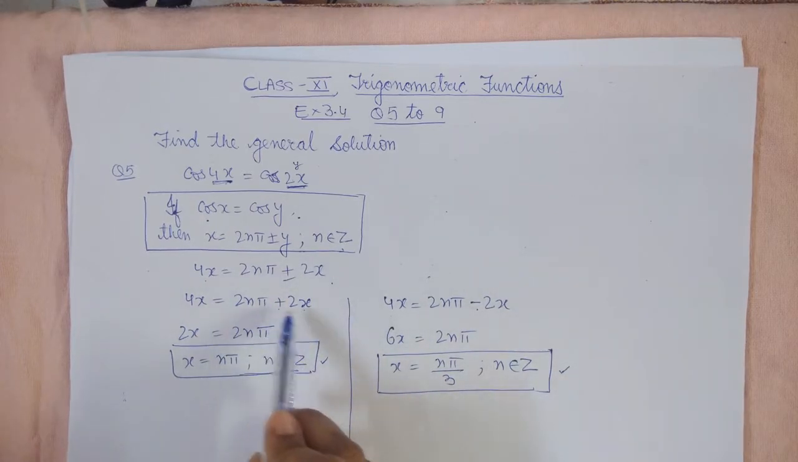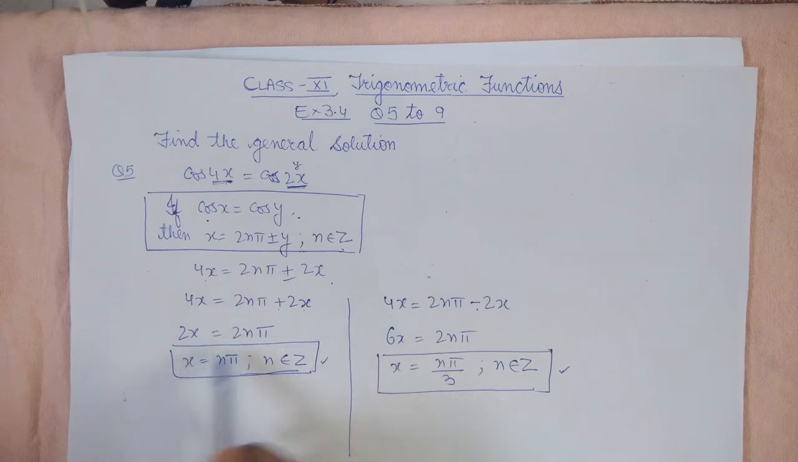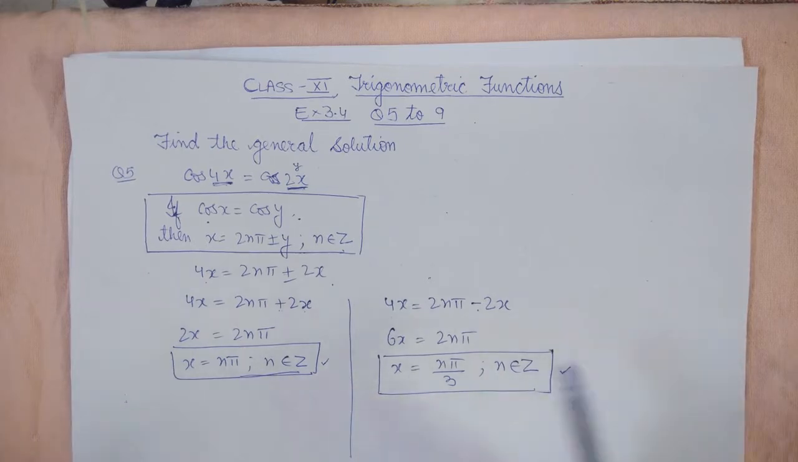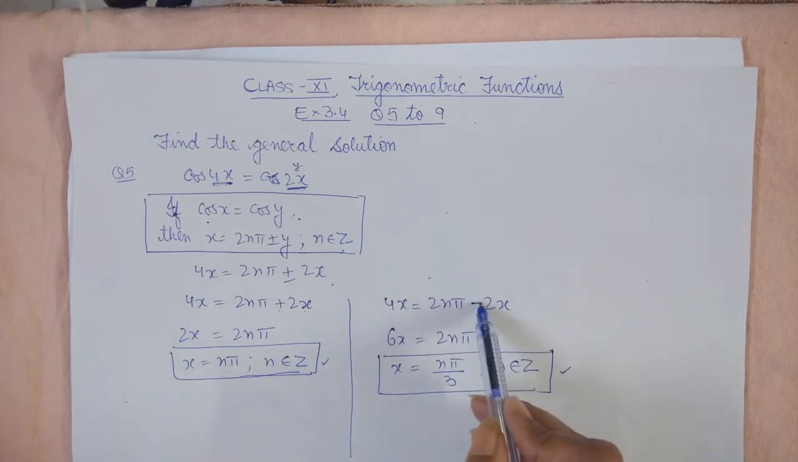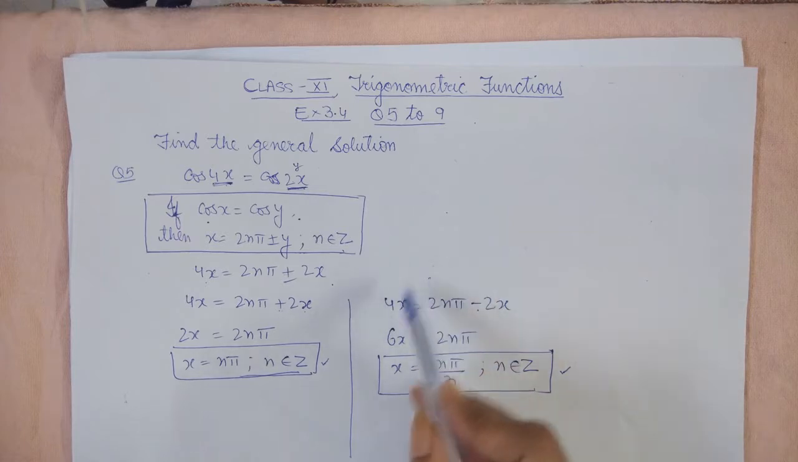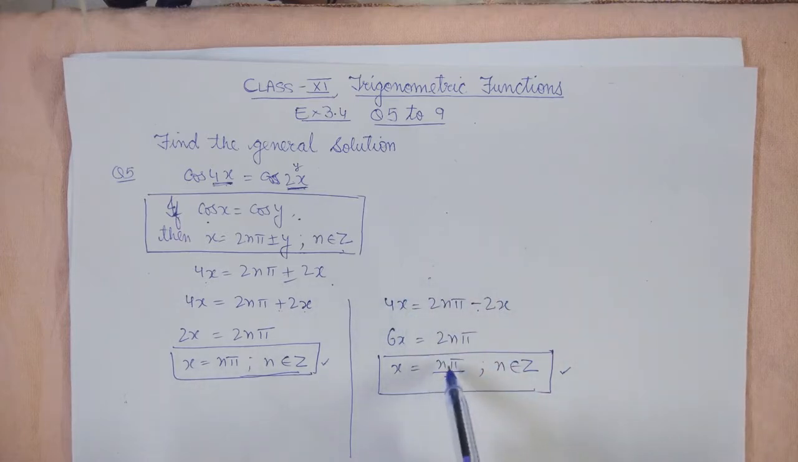After taking the plus, shift the x term to one side and solve it, you will get the x value as nπ where n belongs to Z. Here, after taking the minus sign, shift it and you will get x equals nπ upon 3 where n belongs to integers.